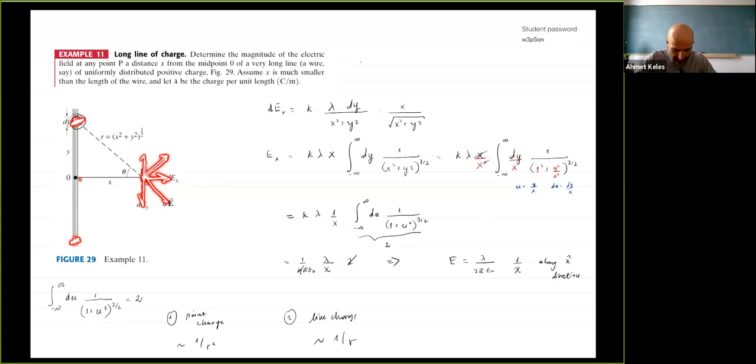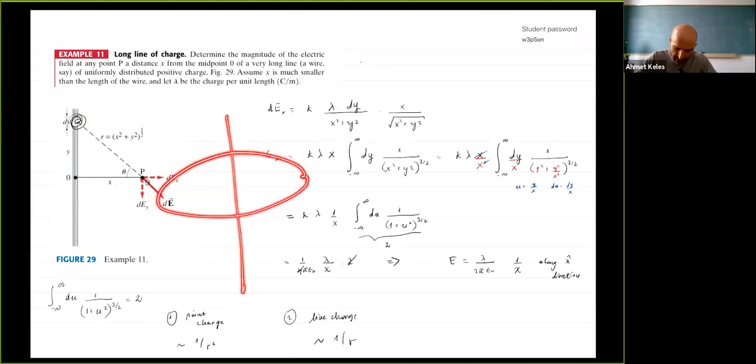That's why electric field around the wire, if the wire is infinitely long, is always radially outward. So if you want to find the electric field at this point, you can just draw a circle and electric field will always be like this.